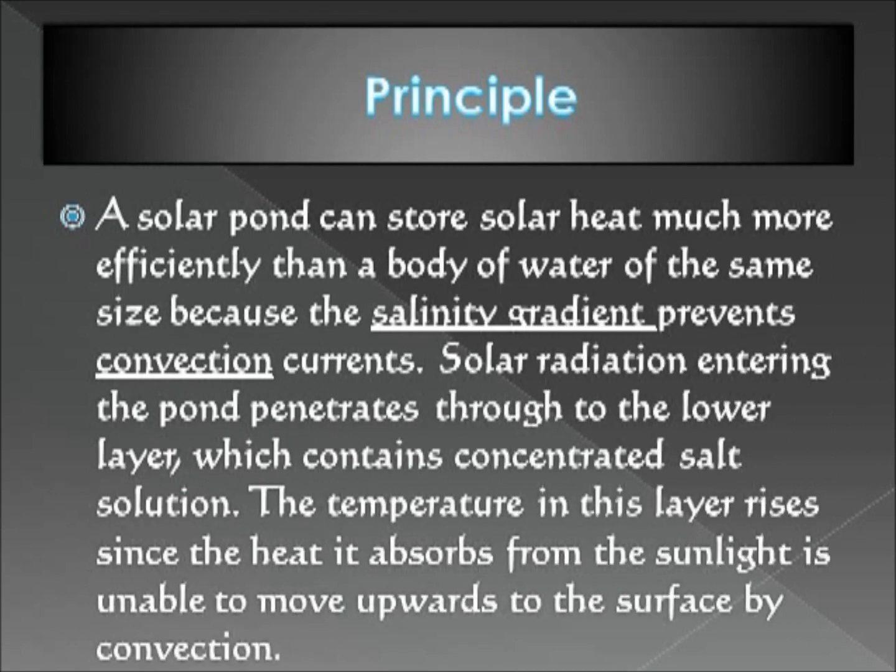Principle. The solar pond can store solar heat much more efficiently than a body of water of the same size because of two things. The first one is the salinity gradient, that prevents the second one, that is convection currents. Now the two terms involved here are salinity gradient and convection. Salinity is a term which is basically used in geology. It is the saltiness or dissolved salt content in water. It is used to describe the level of different salts such as sodium chloride, magnesium chloride, calcium chloride, etc. Salinity gradient means an increment in the saltiness of water.